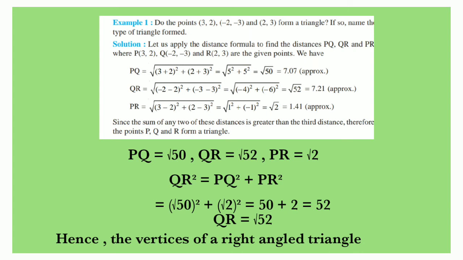So QR square is equal to 52, and on the right side PQ square plus PR square is equal to, again, you will get 52. That means hence the vertices of a right angled triangle.